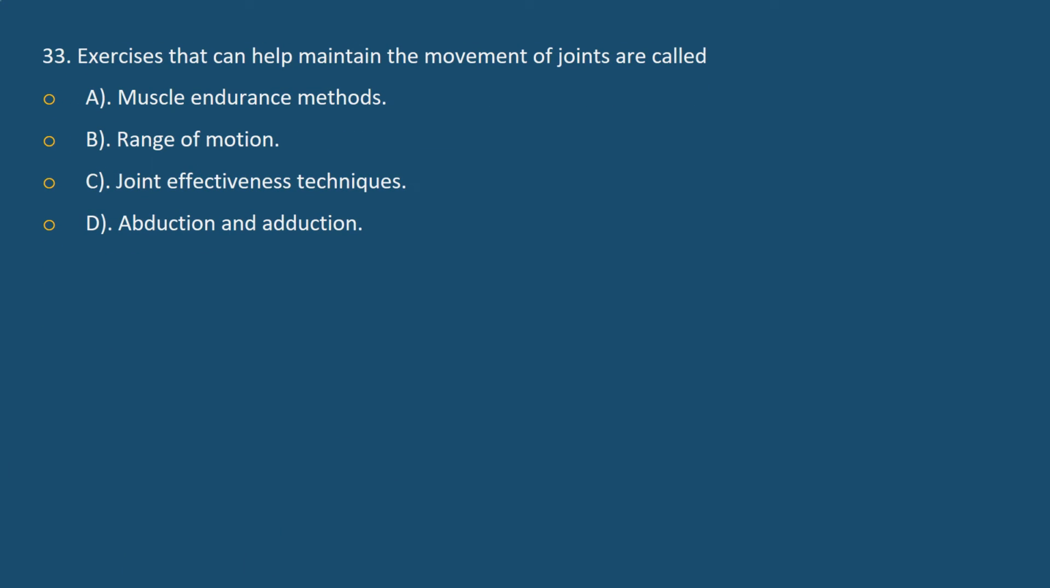Question 33. Exercises that can help maintain the movement of joints are called: A. Muscle endurance methods, B. Range of motion, C. Joint effectiveness techniques, D. Abduction and adduction.